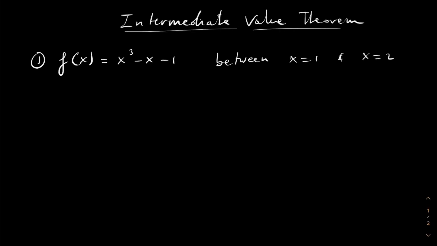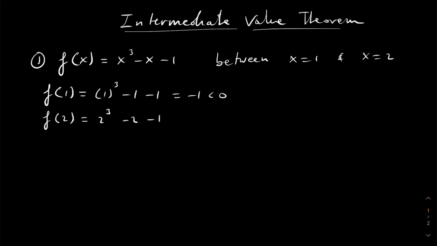But that could be hard to do because this function is not easy to factor. And so an alternative to that would be to use this theorem because we know it's true, and just go on with your day. So we're going to have here that f of 1 is equal to 1 cubed minus 1 minus 1. That's equal to negative 1. So this happens to be negative. And we're going to have f of 2 equal to 2 to the power of 3 minus 2 minus 1. And that's going to be equal to 5.